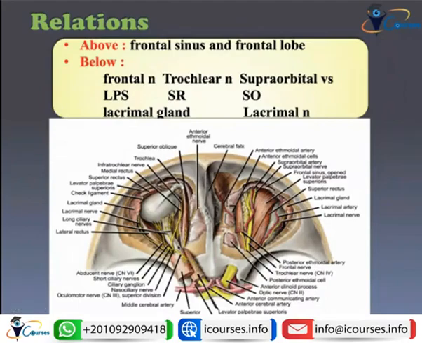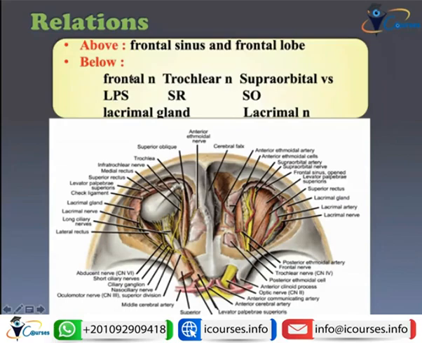What about the relations? If we remove the orbital wall and we are in the anterior cranial fossa, removing the roof of the orbit to see what structures lie just below the roof, the first thing we will notice is that above the roof will be the frontal sinus and the frontal lobe, as we may expect. While below, we can find different structures. You need to know these structures because they are important.